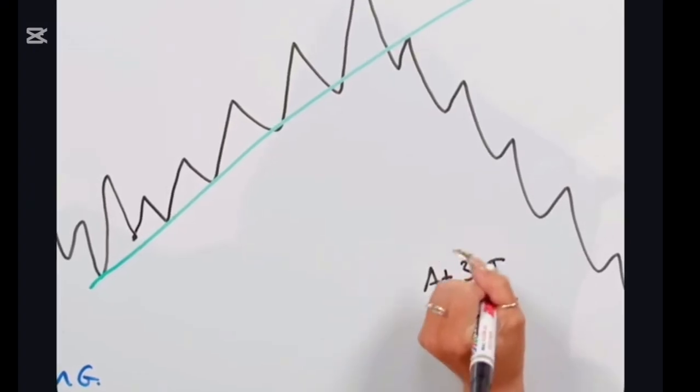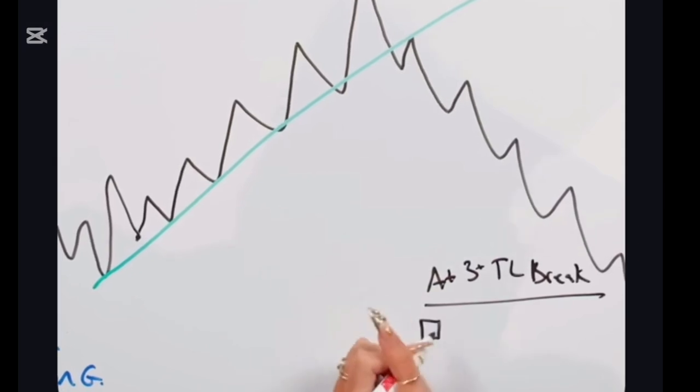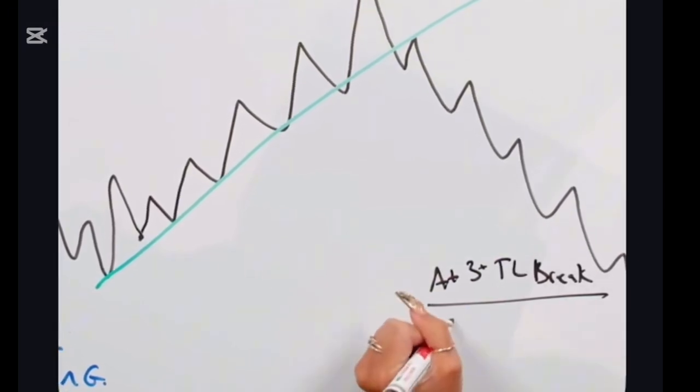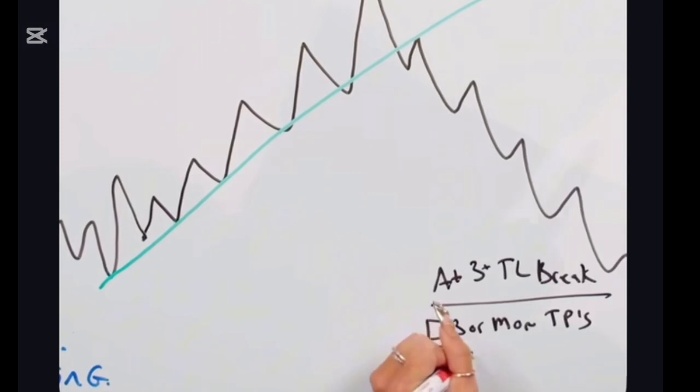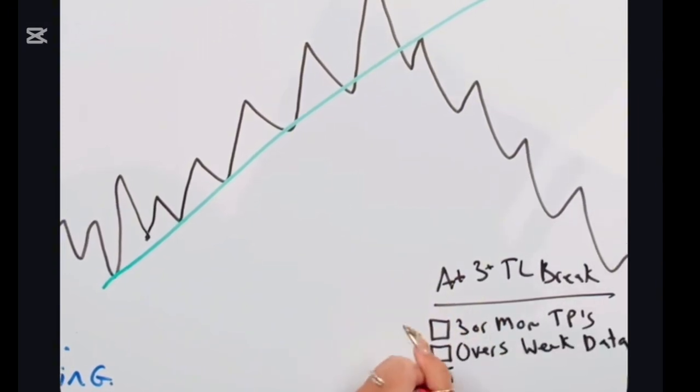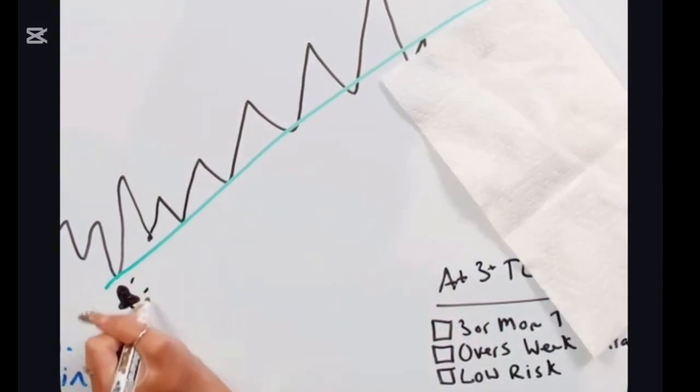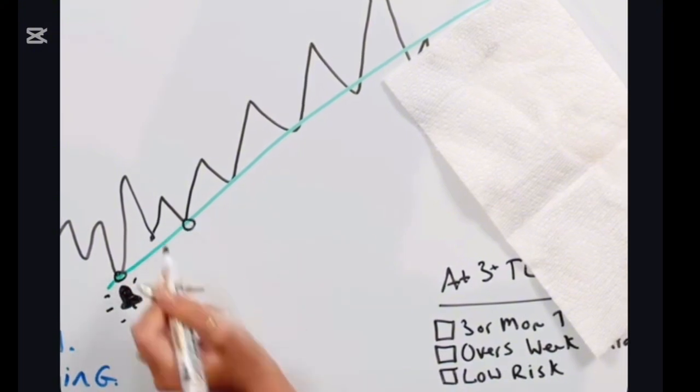3 plus trend line 3. Our entry criteria for this one is first, it has to have 3 or more touch points. It has to have over a week's worth of data. And then the last one is it has to be low risk. I'm making sure my alert is set and all I need is 2 touch points to draw a trend line.